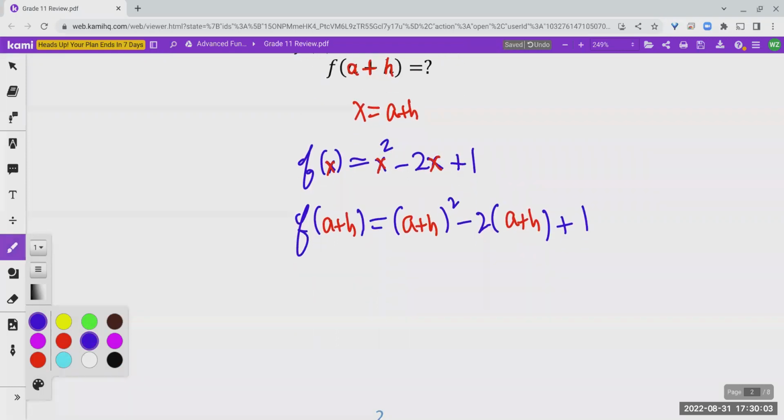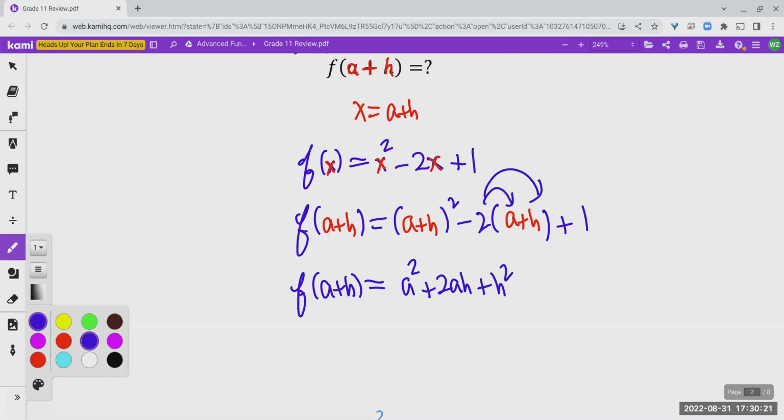Well, you could expand it, right? Because this seems like you can just continue. Well, let's continue and see what happens. Let's expand. So (a plus h) squared is a squared plus 2ah plus h squared. And then you can distribute the negative 2. You would have negative 2a minus 2h, and then, of course, the plus 1. Is there anything you can do to cancel any terms? No, they're all different. So yeah, this is it.